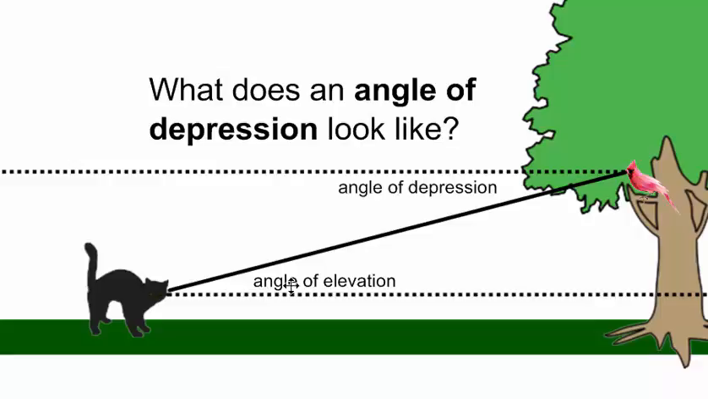Okay, their lines of sight are parallel, so we've got a transversal here with parallel lines. These are alternate interior angles, meaning that they would be congruent to each other and equal in measure.